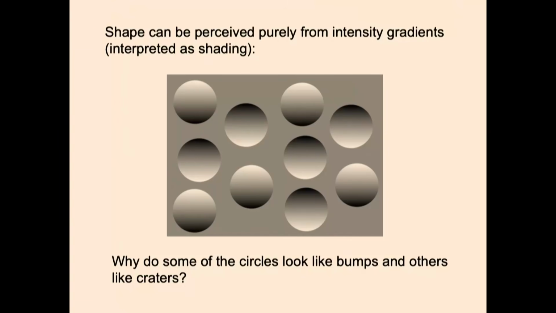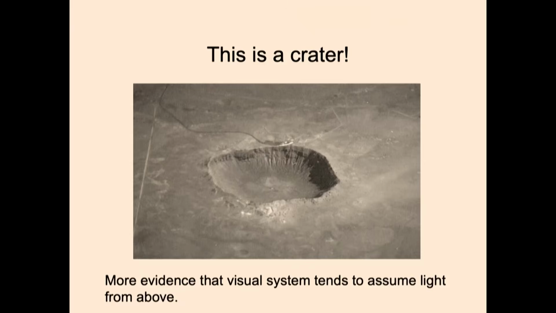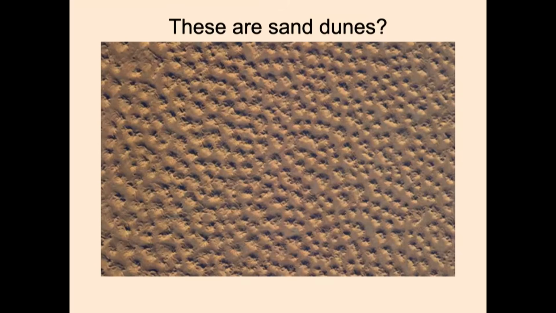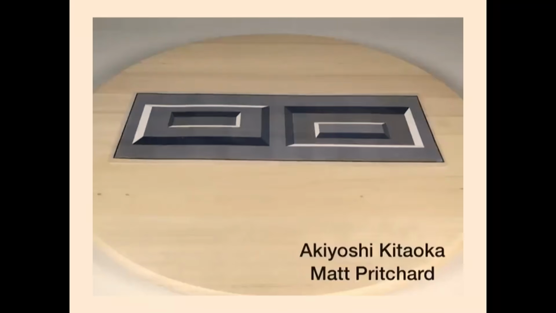We saw a bunch of examples of how we do this, and talked about how the visual system seems to assume, certainly in the absence of other evidence, that light tends to come from above. The consequence of that assumption is that in some cases you misperceive depth. So this thing is a crater, but from this orientation it kind of looks like a bump. Here are some sand dunes that only really look like sand dunes when the light comes from above. We saw this demonstration of the same kind of thing.